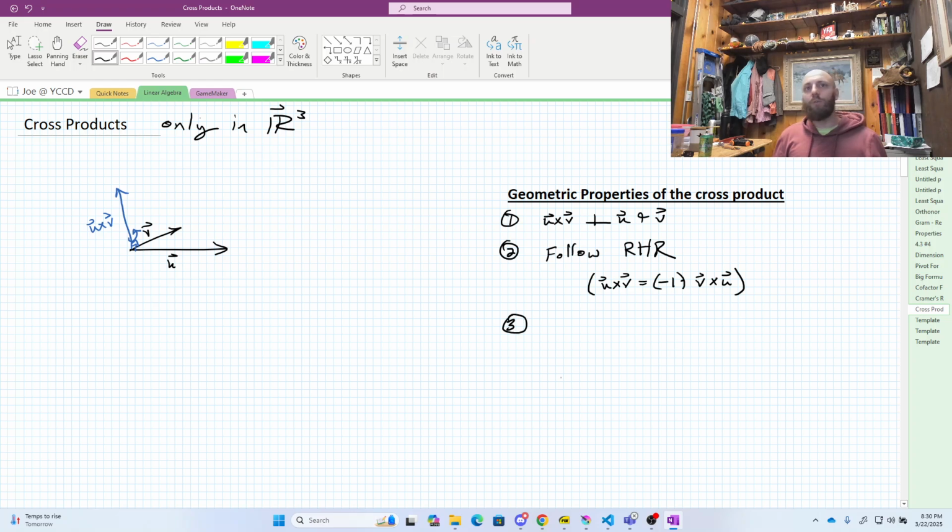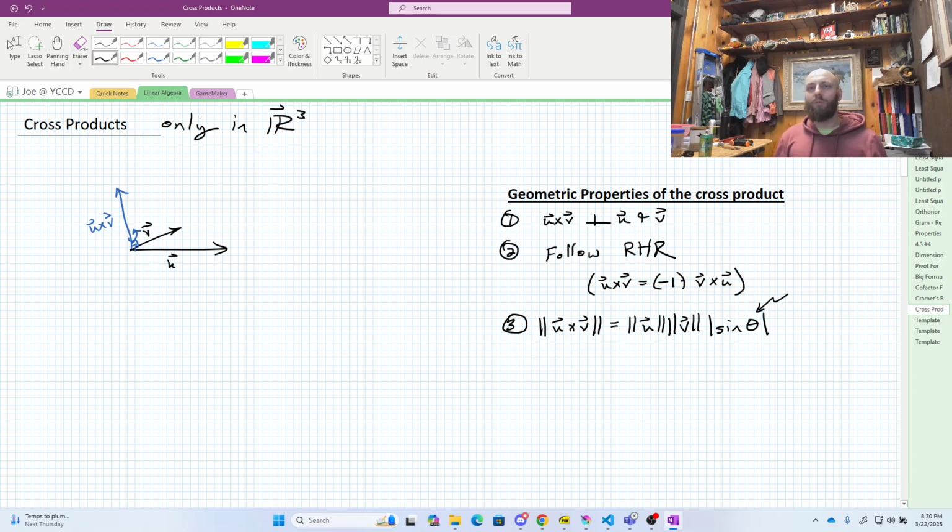So that brings us to property 3 here, because so far the first two properties are going to determine a half line, right? Could be any place along this line. The third property is going to be that the magnitude of u cross v is equal to the magnitude of u times the magnitude of v times the absolute value of the sine of theta, where theta is the angle between u and v.